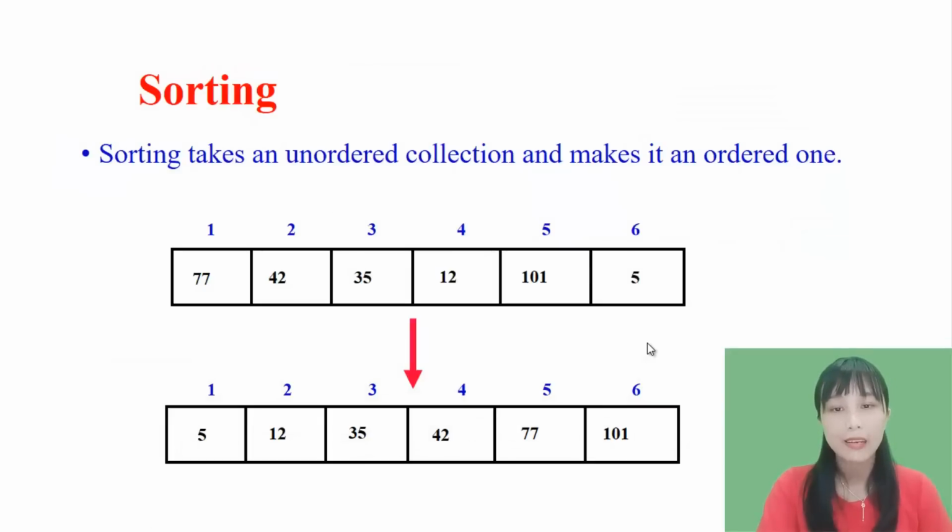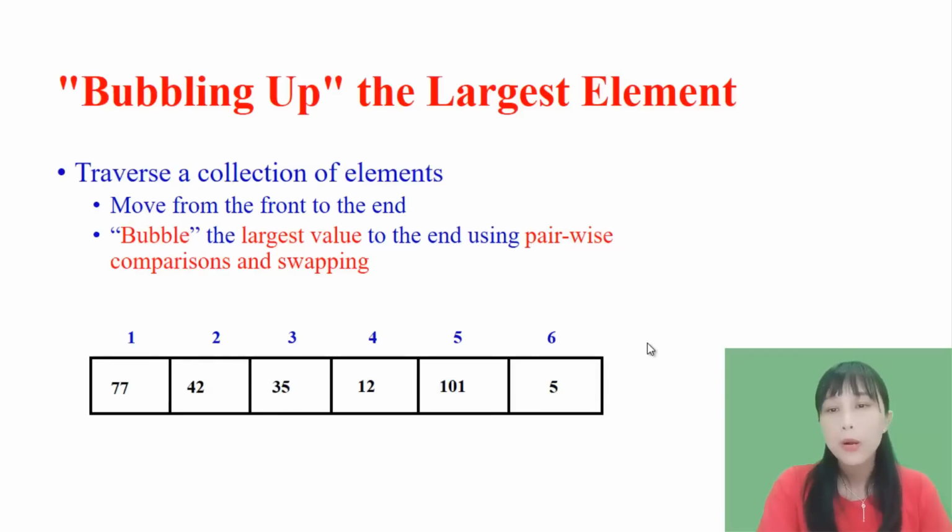Sorting takes an unordered collection and puts it in order. Bubble up the largest element, moving it from the front to the end, using pairwise comparisons and swapping. Bubble sort is one of the sorting techniques.